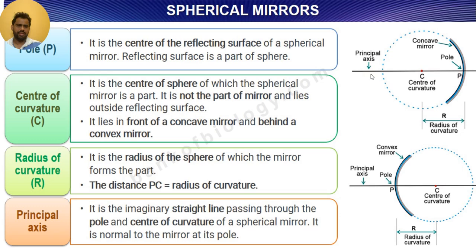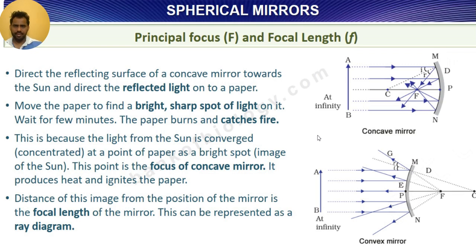Principal axis. What is the principal axis? The principal axis is the imaginary straight line passing through the pole and center of curvature of a spherical mirror. It is normal to the mirror at its pole. Let's move ahead. Try to understand what is a principal focus and focal length f.